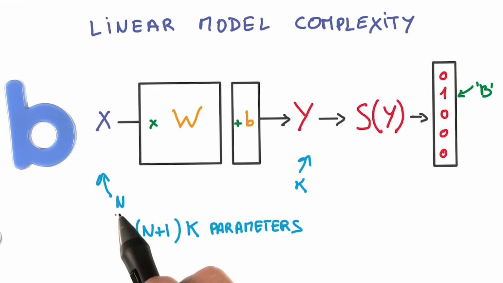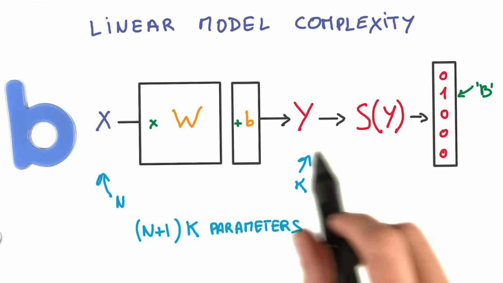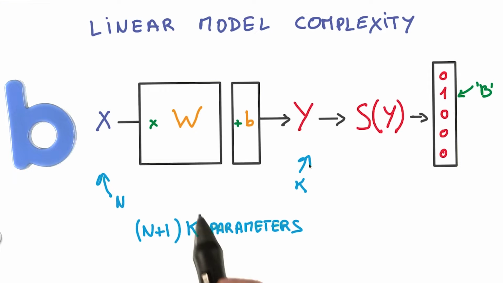That's the case in general. If you have n inputs and k outputs, you have (n plus 1) times k parameters to use, not one more. The thing is, you might want to use many, many more parameters in practice.